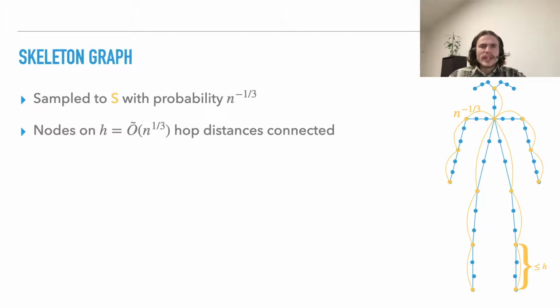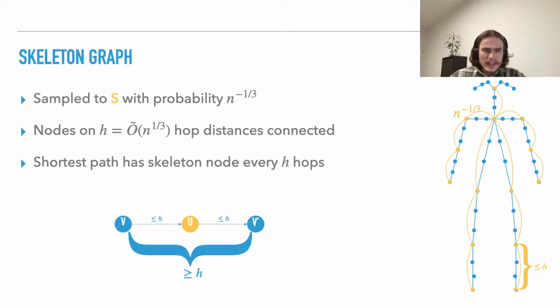The graph we obtained has a bunch of useful properties. The most important distance property previous works show and use is the fact that between any pair of nodes at distance greater than h, roughly n^(1/3), there is a skeleton node on some shortest path between them, every roughly n^(1/3) nodes.